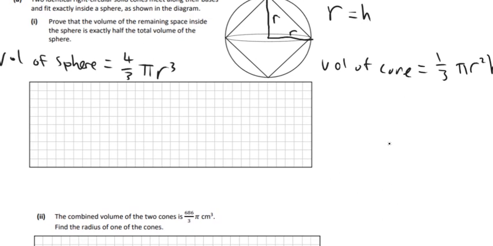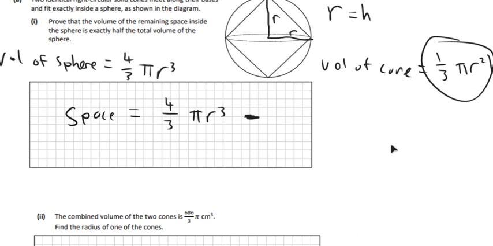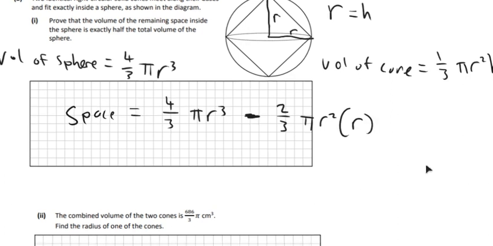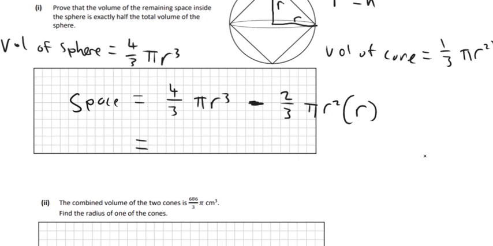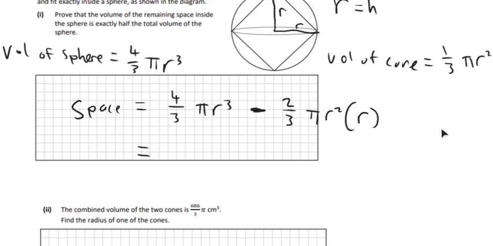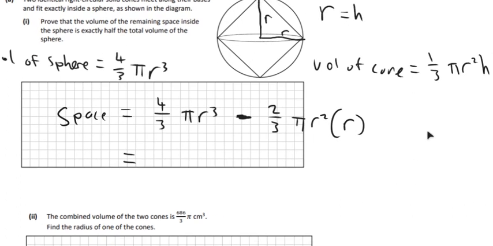So volume of sphere then, so the space then is going to be one take away the other. So 4 over 3 pi r cubed take away, and it's not just one of these cones, it's two of them, because remember there's two of them inside the sphere. So if you multiply that formula by 2, it would just be 2 over 3 pi r squared, and then h, I'm just going to put in an r instead of h, because remember we said r is the same thing as h, as the height of one of the cones is the same thing as the radius of the sphere.